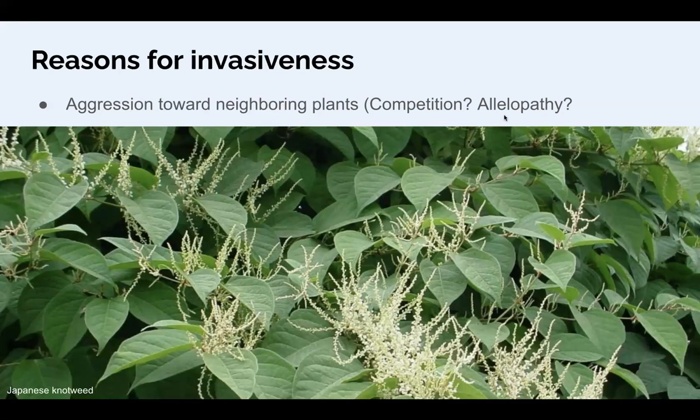So this plant called Japanese knotweed has been suspected of allelopathy. The garlic mustard, as I showed you before, has some ability to kill its competitors. And so this could be, again, one of these reasons for invasiveness: sort of a new chemical weapon that's not been seen by the native plants before, and they have no defense against it. It can be difficult for them to overcome.